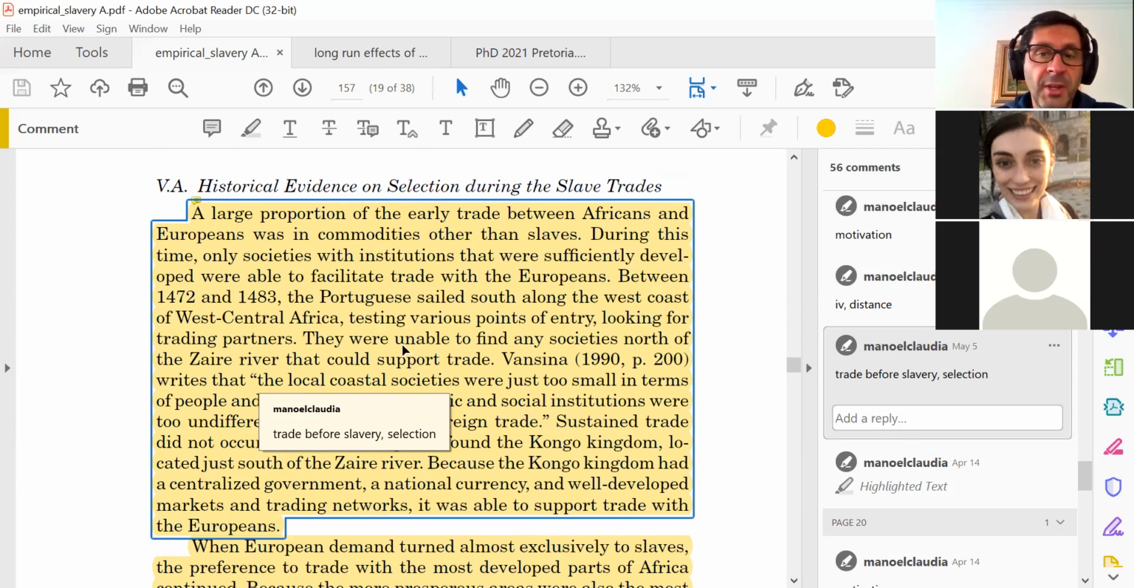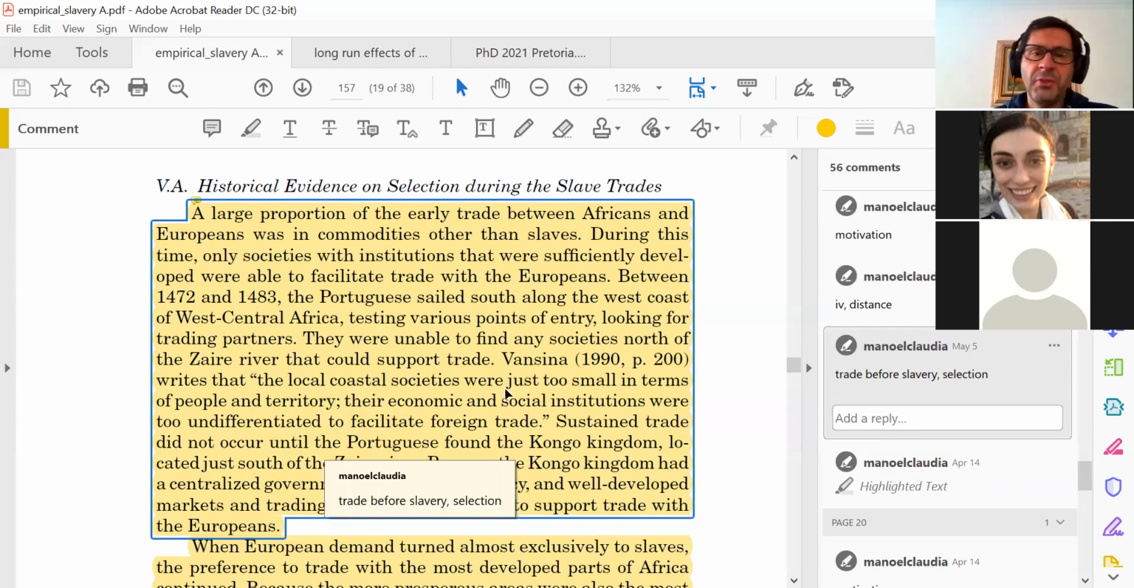They were unable to find any societies north of the Zaire River that could support trade, right? Vansina writes that the local coastal societies were just too small in terms of people and territory. So if their societies are too small, they have no incentive to abandon hunting and gathering. Their economic and social institutions were too undifferentiated to facilitate foreign trade. So it was difficult to have foreign trade.